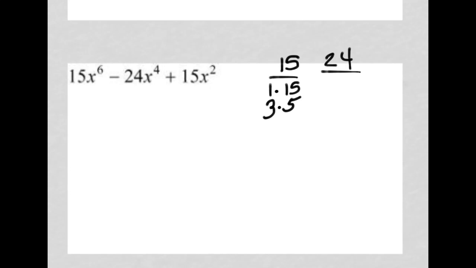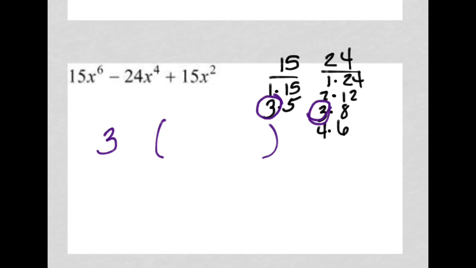Look to 1 and 24 now. 1 times 24, 2 times 12, 3 times 8, 4 times 6. What's the biggest number they both have in common? Right here at this 3. So I'm going to take a 3 out of each of them. So 15 divided by 3 gives me a 5. Negative 24 divided by 3 gives me a -8. And my last 15 divided by 3 gives me a +5.